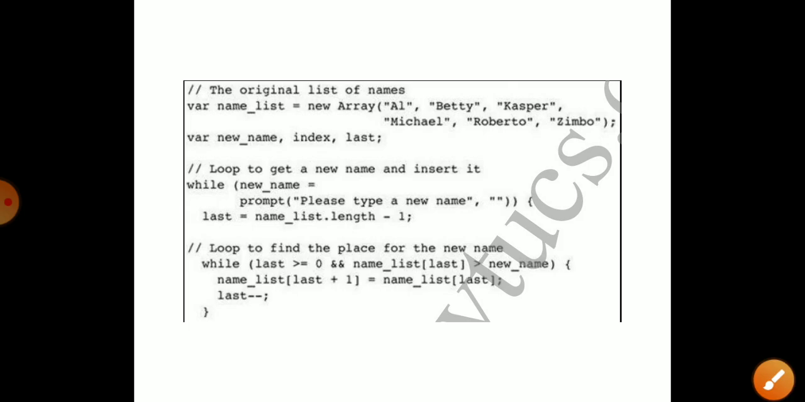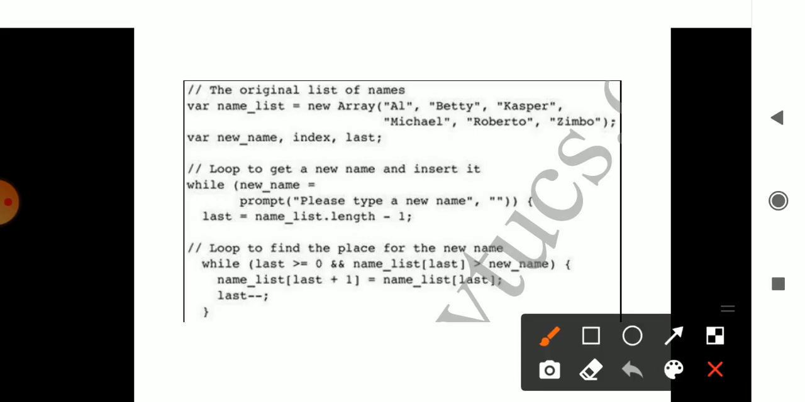So here an example is being created. Remember, an array provides a list of elements. Here an example is being considered. This example has the var name list, that is new name list. Here also you are using the keyword new, through which the array elements are being considered: A1, Betty, Casper, Michael, Robert, Zimbo. All these are there.